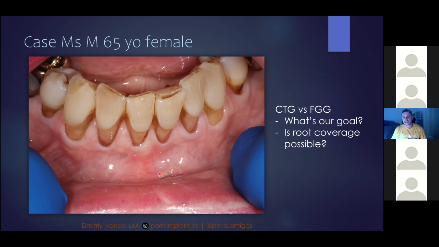You may or may not get root coverage with this procedure, but what you're going to gain is a lot more attached keratinized thick tissue. So that tissue will maintain that gingival margin in that position indefinitely until she's 100 years old, hopefully, right? So that's kind of my decision making.